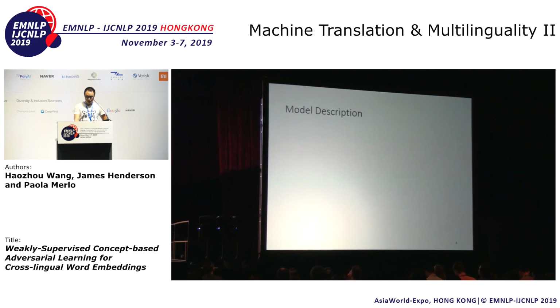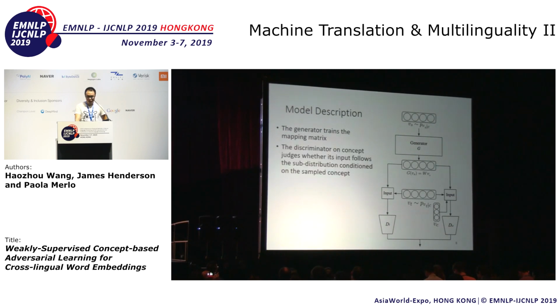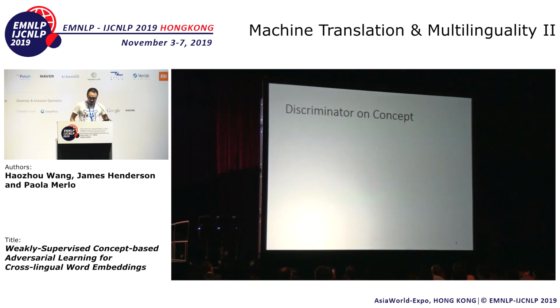You can find the architecture of our model in this figure. We have a generator, which trains the mapping matrix. We have a discriminator on concept, which judges whether the input follows the subdistribution conditioned on the sampled concept or not. And we also have a language discriminator, which determines whether its input follows the real target language distribution or not. As the concept discriminator is a novelty of our model, I will talk more about it.